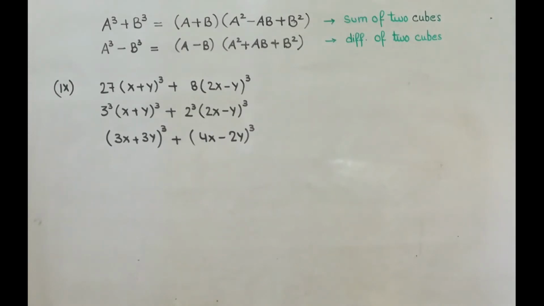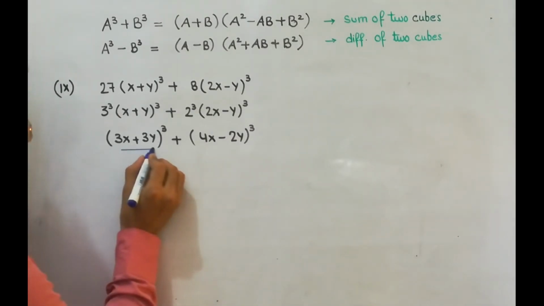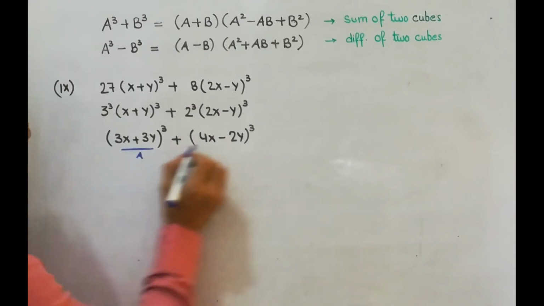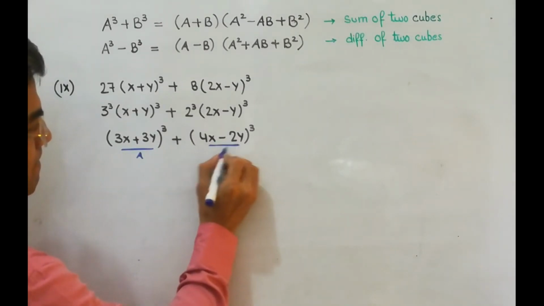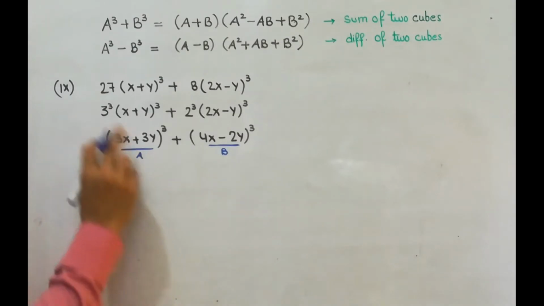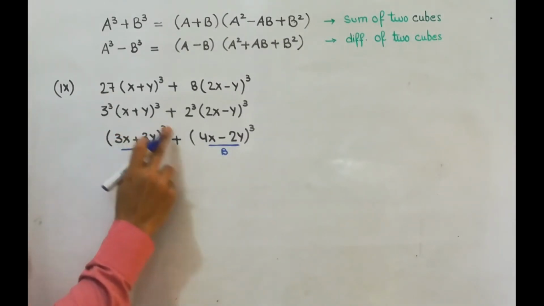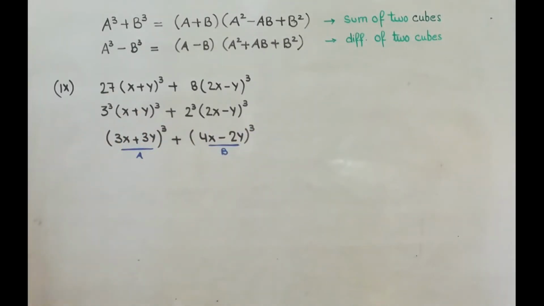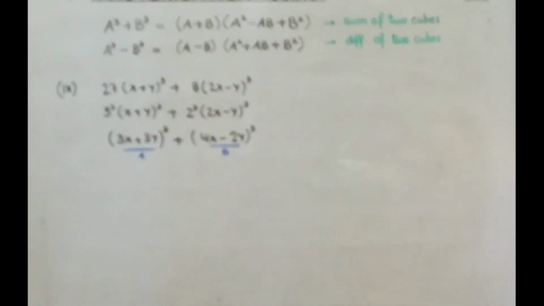Now you can see the given question has been brought into which form? This is your a. So you can say you have got the question in the form a cube plus b cube. Hope this much is clear to you. So let's apply the formula for a cube plus b cube.